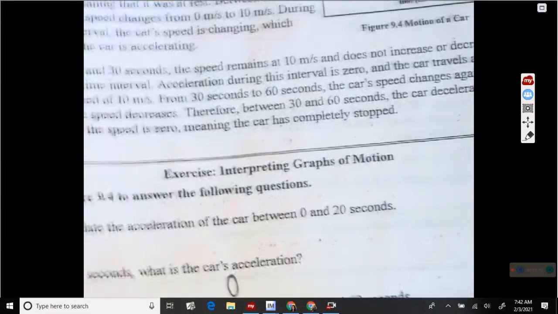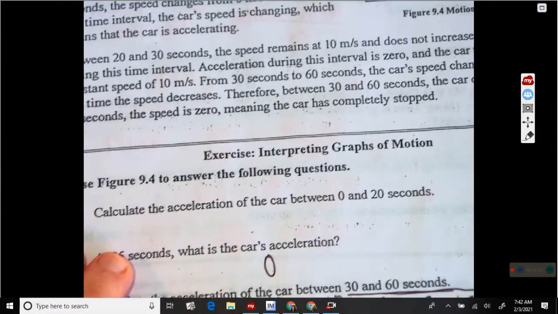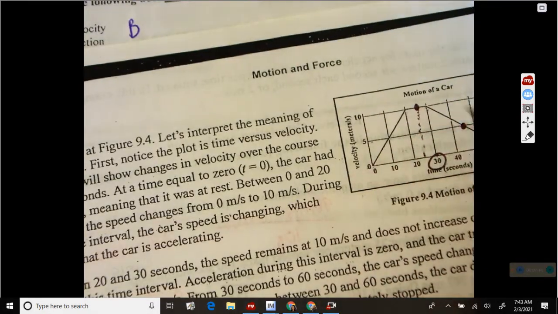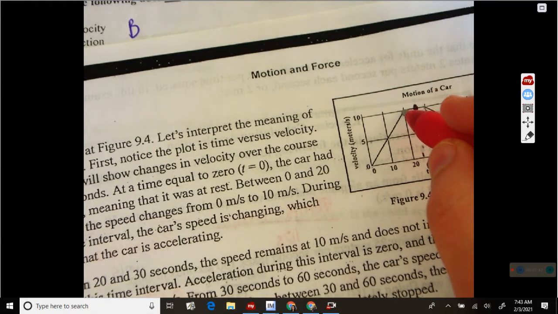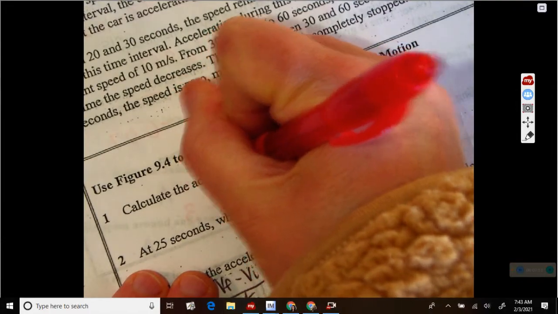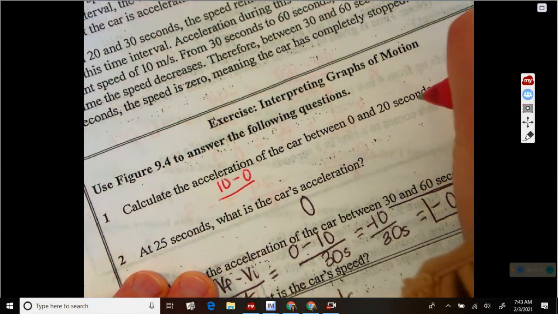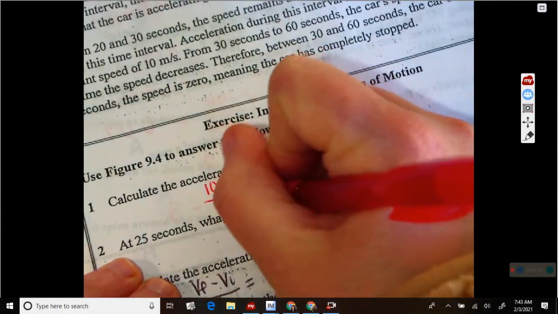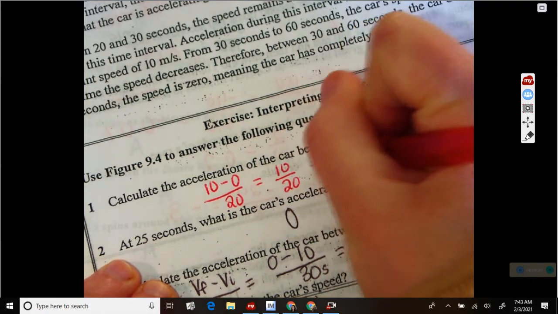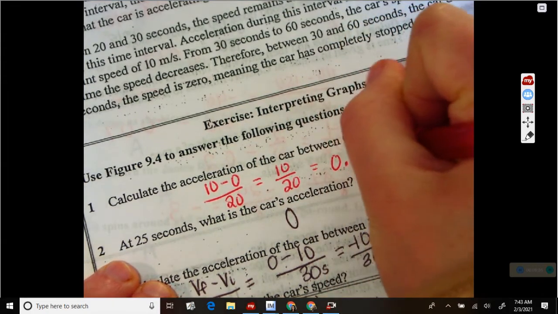Number 1 at the bottom says, calculate the acceleration of the car between 0 and 20 seconds. Well, at 0, it's 0. So my V initial would be 0. 20 seconds would be 10. So my V final would be 10. So I've got 10 minus my initial starting at 0, over 20 seconds. 10 over 20 is 0.5.